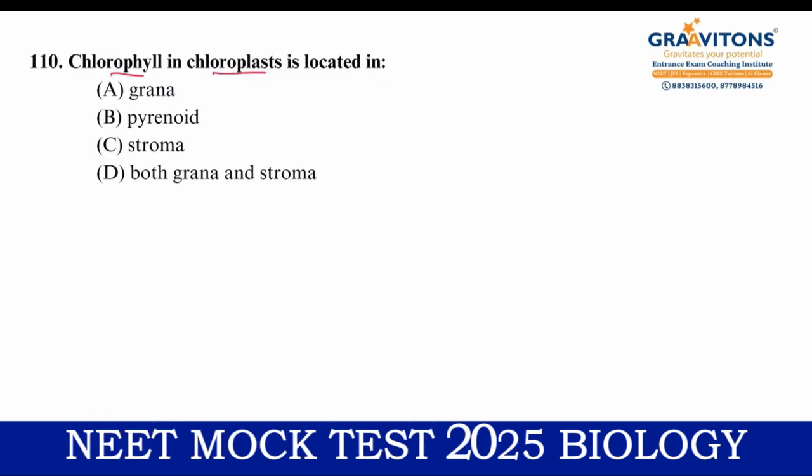The next question. Chlorophyll in chloroplast is located in. Among the options: pyrenoid, no; stroma, no; and here they have given both grana as well as stroma. See children, stroma definitely has thylakoids, but those thylakoids lack chlorophyll. Chlorophyll in chloroplast, not entire chloroplast, so we should not say it is absent. The exact answer for this question will be grana. Stroma will have no chlorophyll present, and most of the stroma has only agranal thylakoids. So the answer is option A.